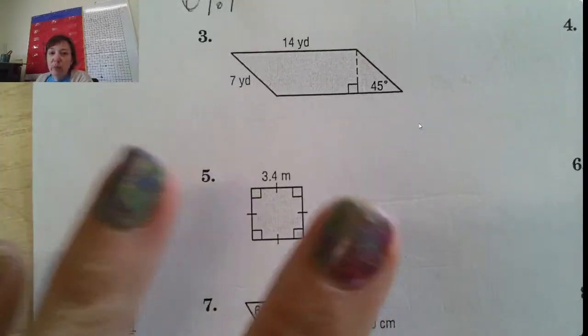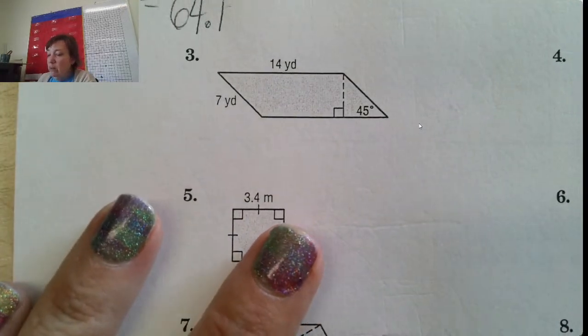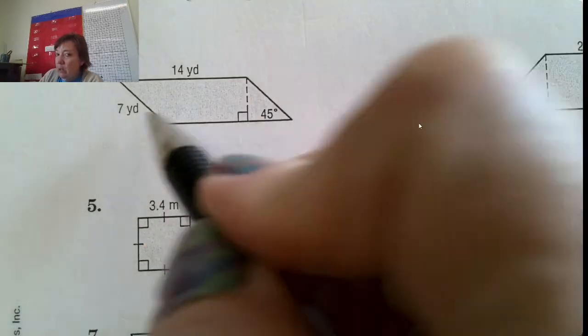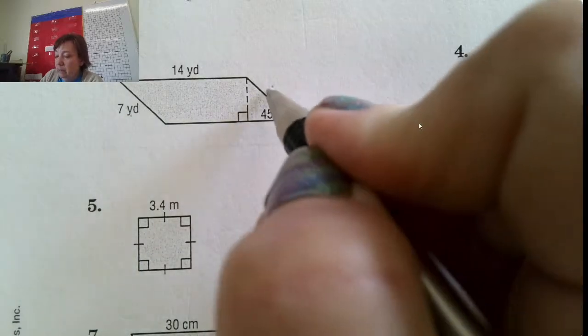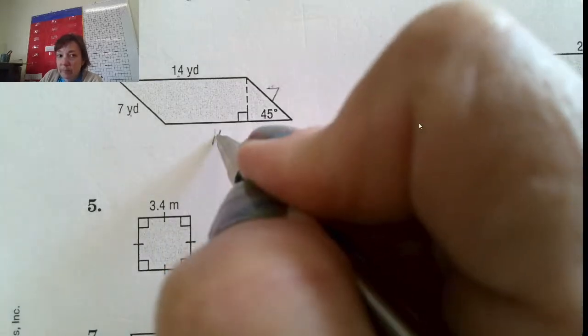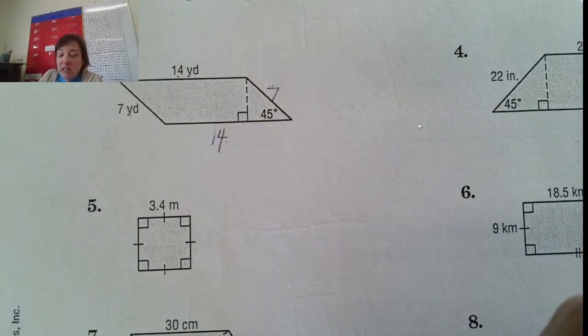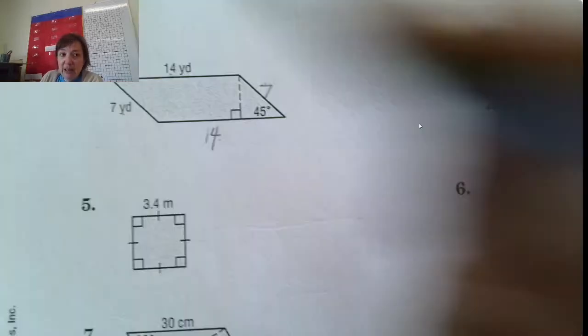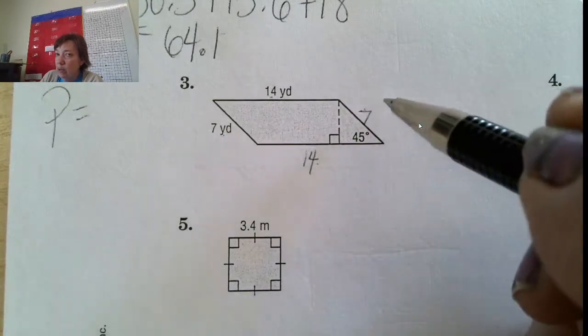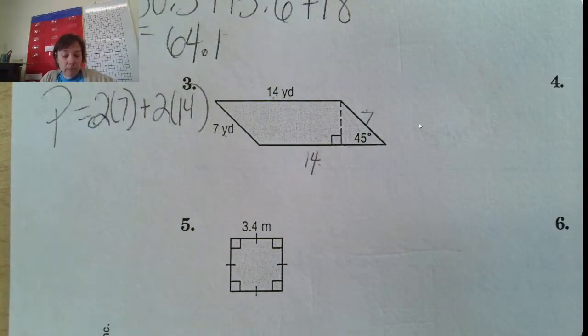Okay, so like if we look at number 3, what shape do we have here? Parallelogram. So that means that we know if that side is 7, what's this side? If that side's 14, what's this side? Right? So our perimeter on this one's going to be easy because perimeter is just all the sides added up. And we have 2 sets of sides that are the same. So we can do 2 times 7 plus 2 times 14. What's that give us?